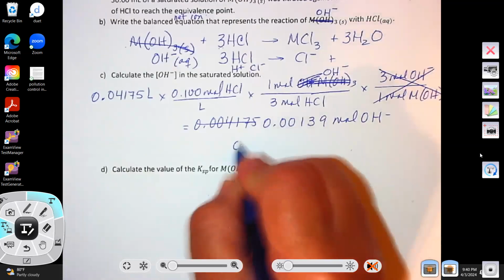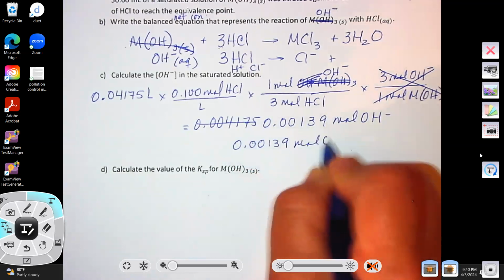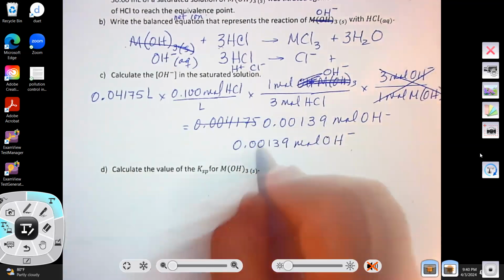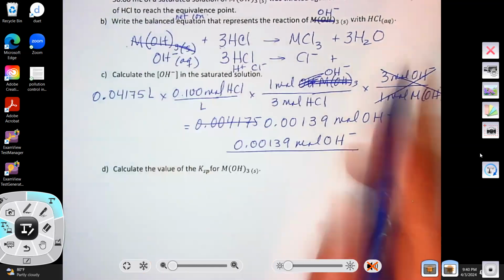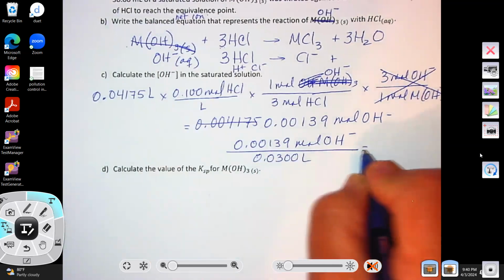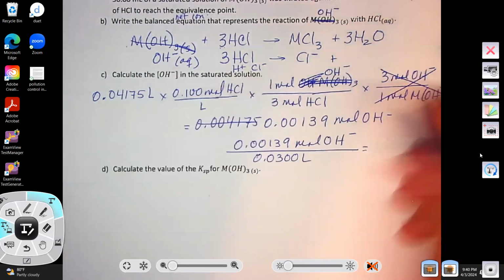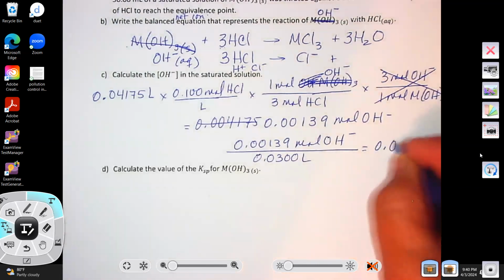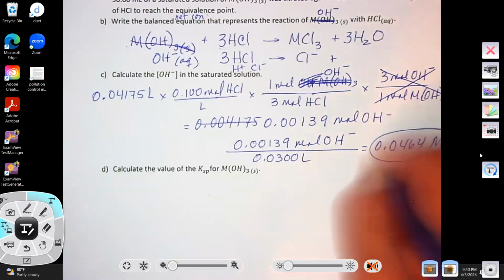And then for the concentration, we're going to divide the moles by the volume. So the volume was 30 milliliters. Divided by 0.03, and that gives you 0.0464 M.